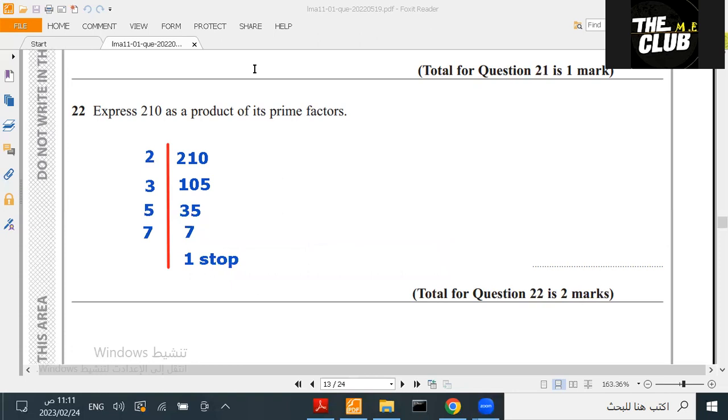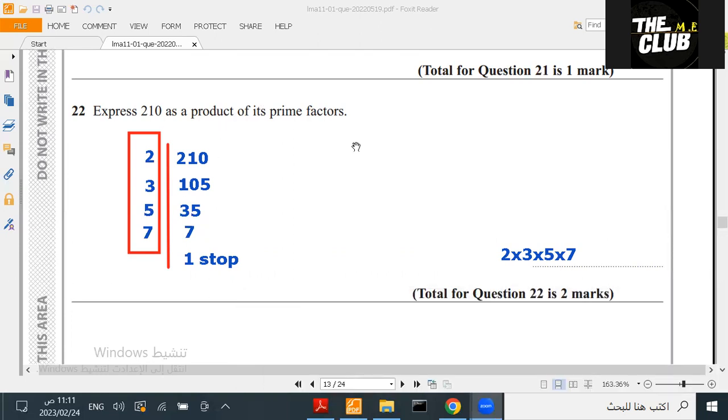Now take a look at this group here. These are the prime numbers that we need. So we write them next to each other in the answer. So they're going to be 2 times 3 times 5 times 7. 2 times 3 times 5 times 7 is the prime factor decomposition of this 210. Okay, and this is how you answer a question like this.